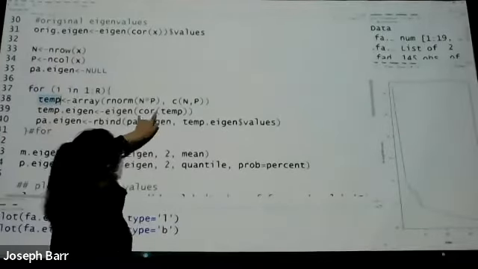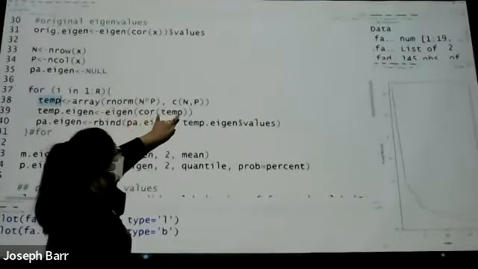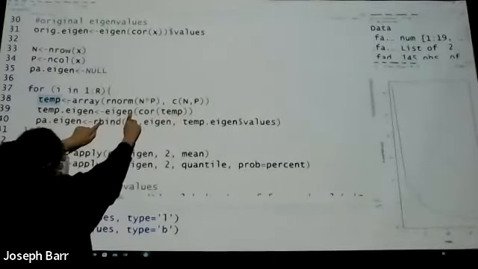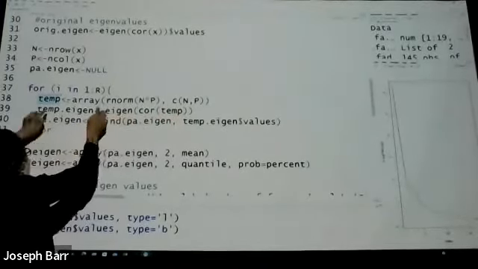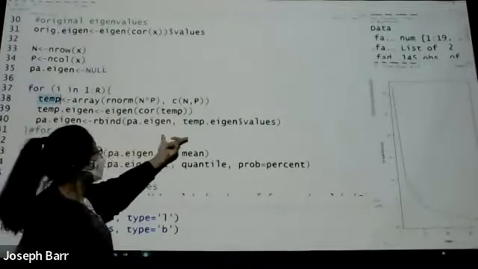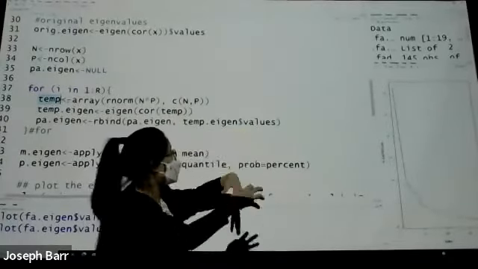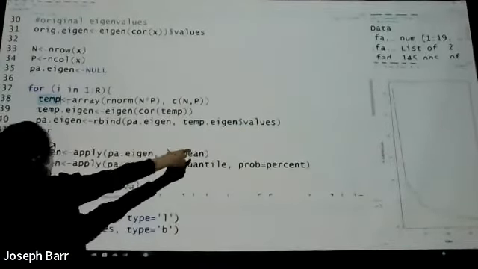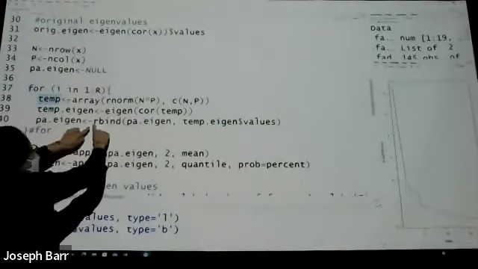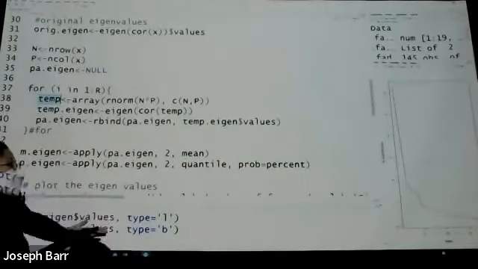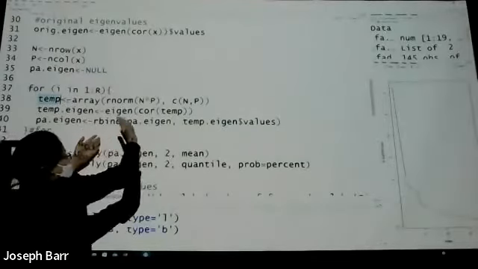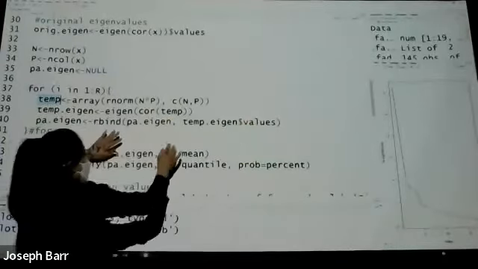With the temp, I'm gonna compute the correlation of the newly generated temporary data set. Do the eigen decomposition. The eigen decomposition is saved to temp eigenvalue. From the temp eigenvalue, I take out the eigenvalues only, and I use rbind to put all of this together. I just save all of this together.